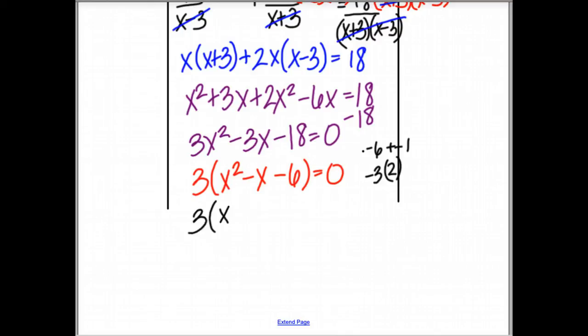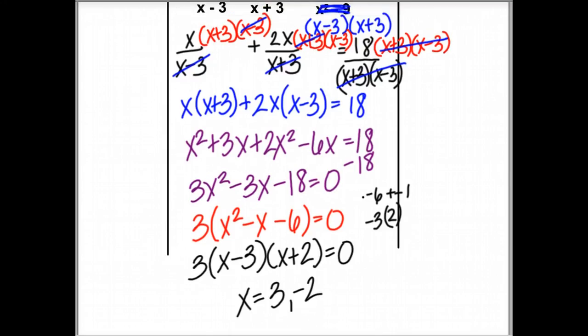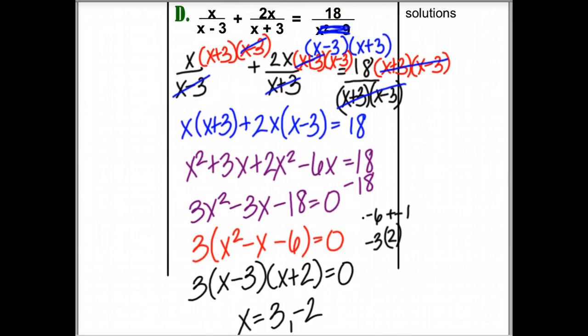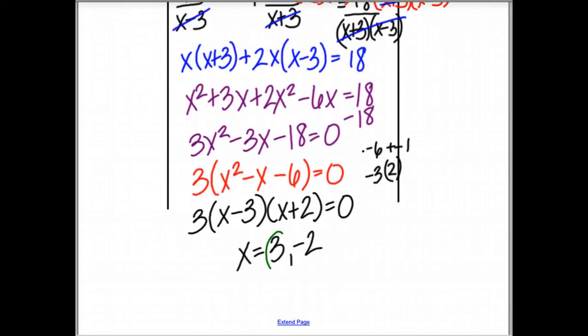Now I've got 3 times x minus 3 times x plus 2 equal to 0, which means that x can be equal to 3 or negative 2. However, if we go back up to check for extraneous solutions, I see that x cannot equal 3 or negative 3 because of what's in my denominators. Therefore, because 3 is in here, this is an extraneous solution. So therefore, it is not part of what we're looking for.